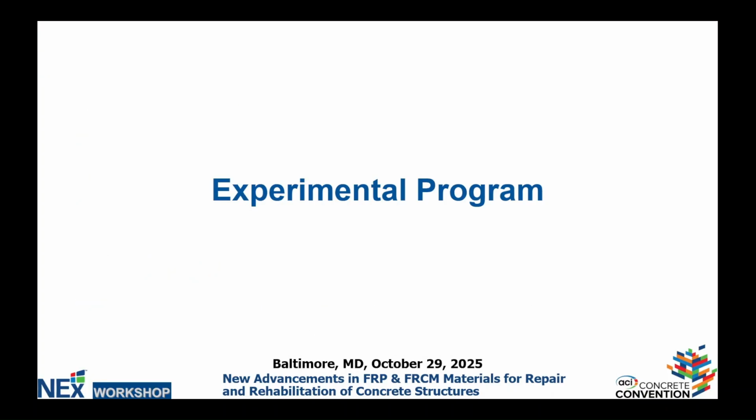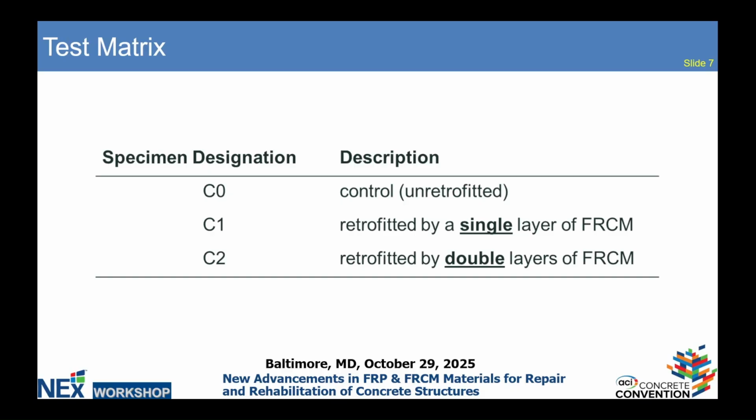The experimental program had large physical reinforced concrete specimens. I'm presenting here 3 of them. We had the control column, unretrofitted. Then C1 represents one FRCM layer, and C2 is for a double layer of FRCM.